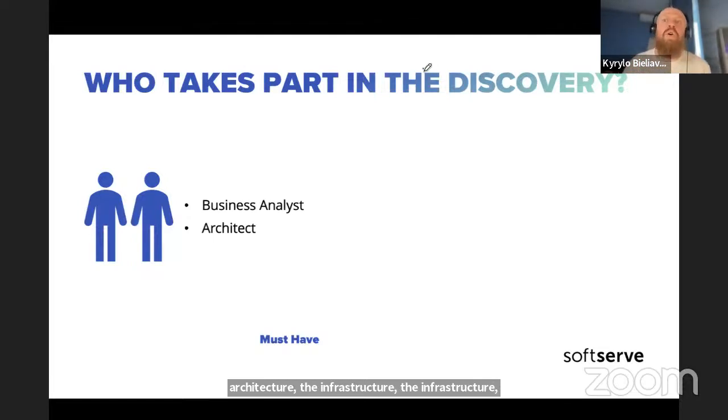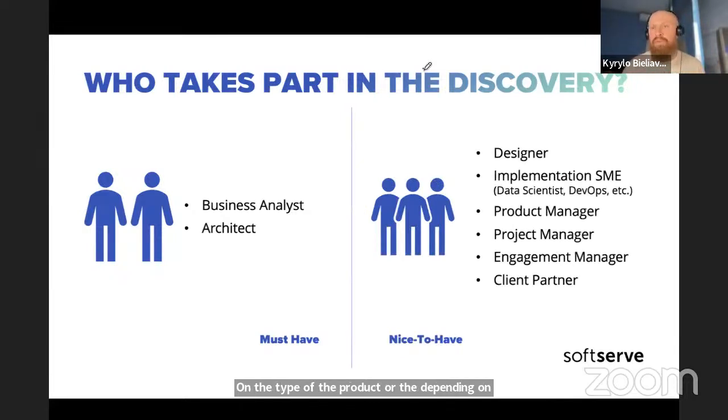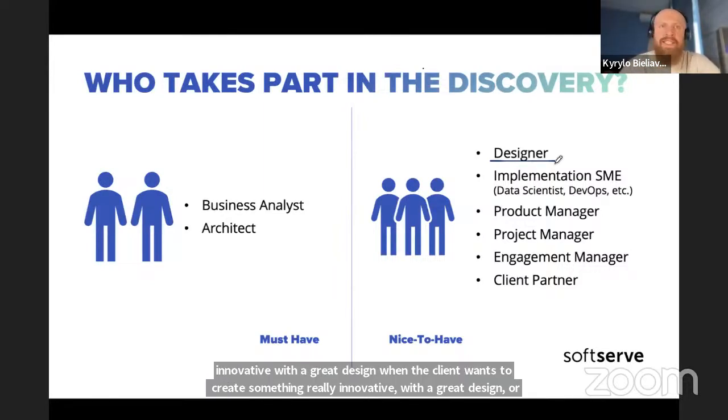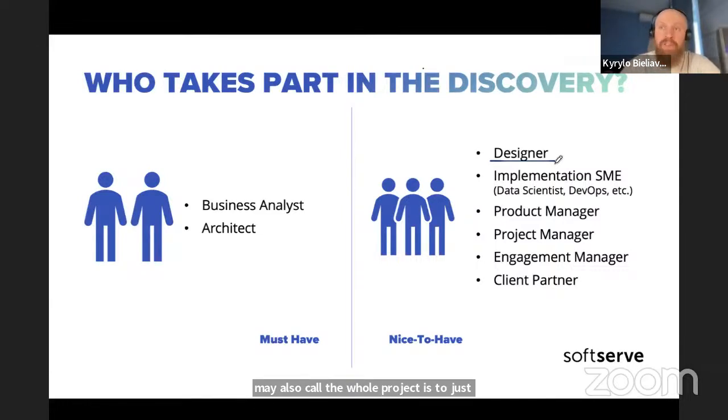Yeah. So that's something that is a must-have. But depending on the type of the product, or depending on the case, you can add to this team different other stakeholders. A designer, for example, is usually a part of the team when we are developing a product where design is one of the main business attractions, or business competitive advantages, I would say. Then when the client wants to create something really innovative with a great design, or he may also call the whole project just a redesign of an existing platform, which is a big pitfall, by the way.